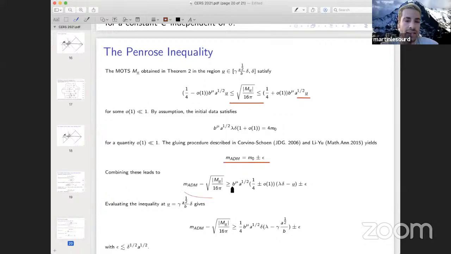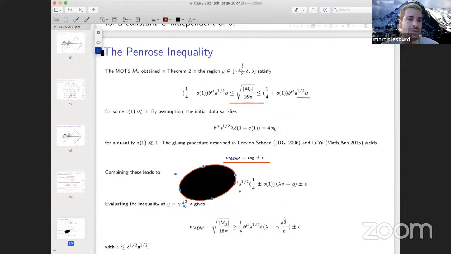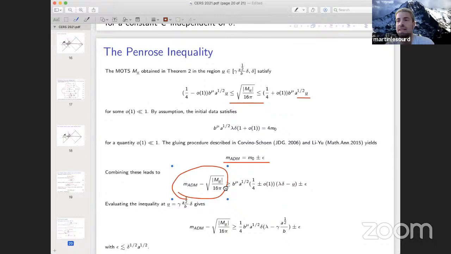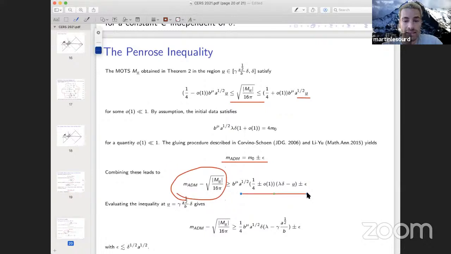And so if you want to test the Penrose inequality dynamically, what you do is, you take the relevant left-hand side of the Penrose inequality, the thing that needs to be larger than 0. You have estimates for the mass, you have estimates for the area of the MOTS, and so you can start understanding what this term is doing. And what you get is this.